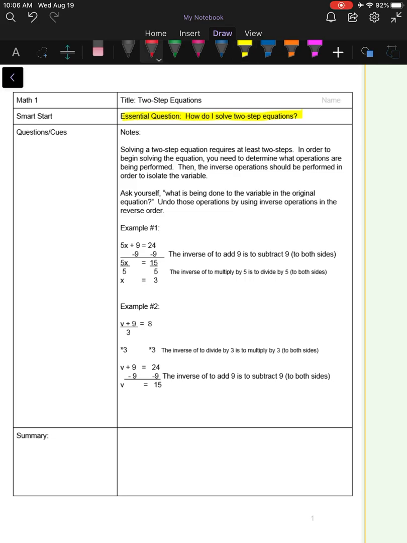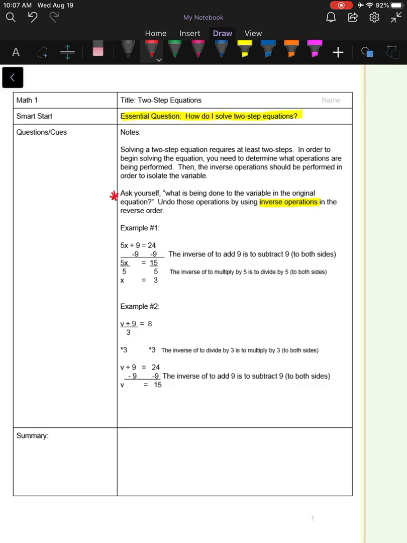So when you're approaching any type of two-step equation, know that it's going to be two steps, right? It might be multiplication, division, or subtraction, to get a variable by itself. So you should always be asking yourself, what is being done to the variable in the original equation? And then how do you undo those operations, right? We'll use inverse operations in reverse order. So looking at example number 1, we see that 5x plus 9 equals 24.